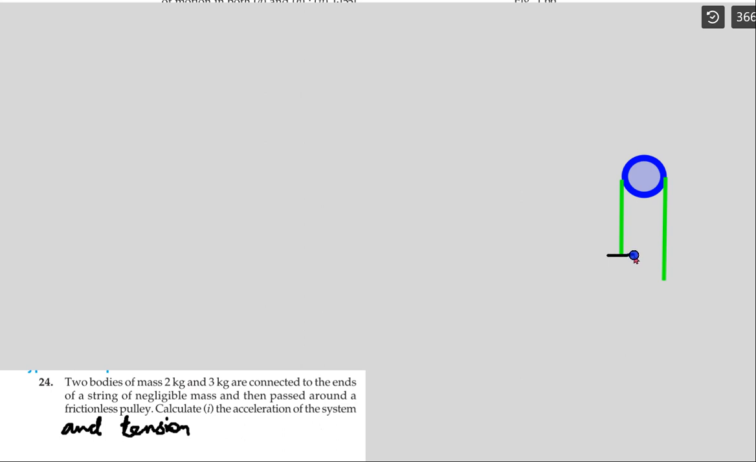Here is the 2 kg mass, and here the 3 kg mass. Since the mass of 3 is greater than 2, this side will move downward and the 2 kg mass will move upward with acceleration a. Here also the same acceleration a.